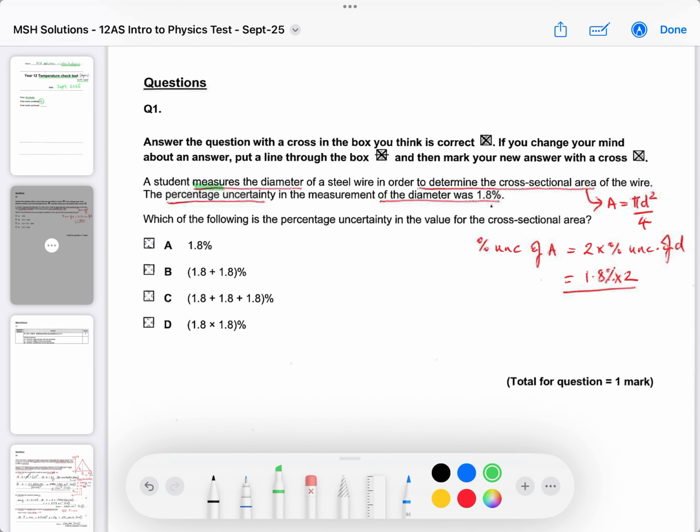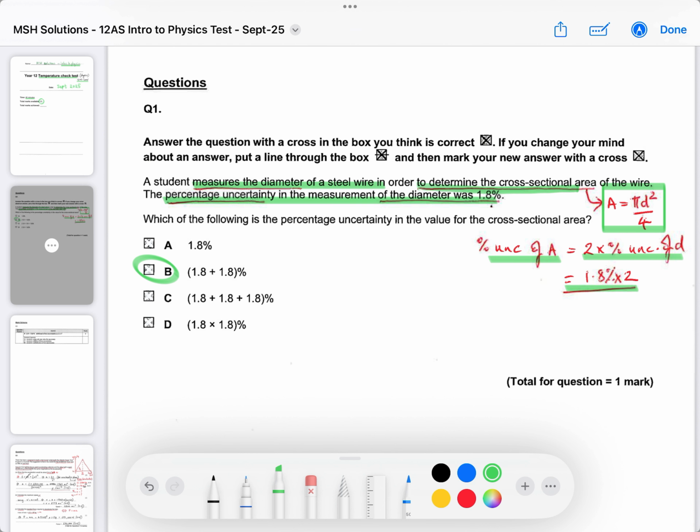So the student is measuring the diameter of a steel wire in order to determine the cross-sectional area. So if you know the diameter, you know that the equation for the cross-sectional area would be pi d squared over 4, and it says that the percentage uncertainty in the measurement of diameter was given as 1.8%. So we know the percentage uncertainty of d, so the percentage uncertainty of A is 2 lots of d because it's squared, so you just double the percentage uncertainty of d, so it's basically 3.6%. So the only one that gives 3.6% is B.